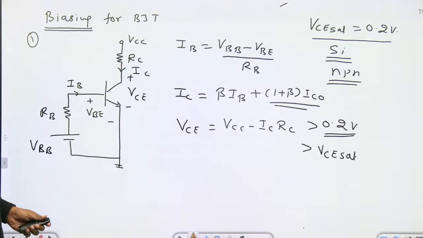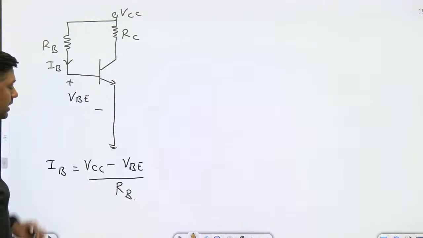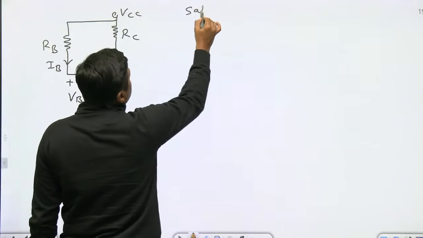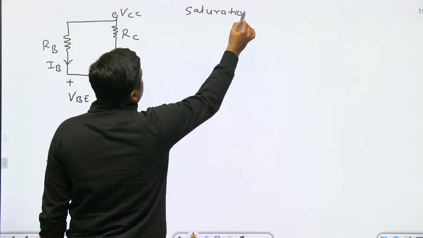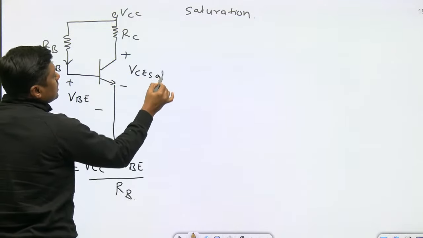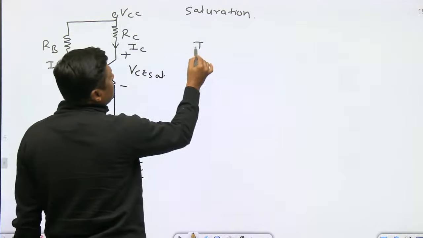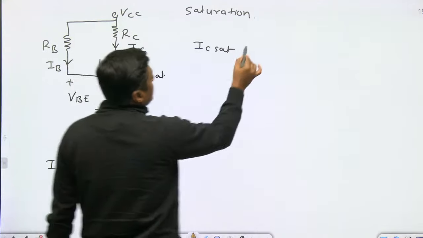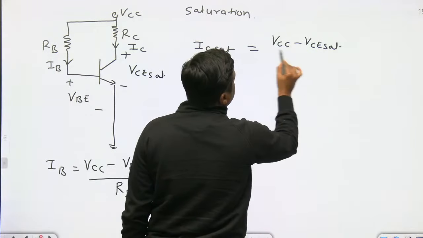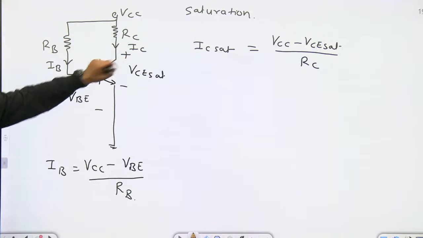Then second thing, it is again a fixed bias. Find the value of IB equal to VCC minus VBE by RB. Let the transistor be in saturation, then what is the approach? If the transistor is in saturation, then always remember, set the value at this point to VCE set. It is given in the question. Find the value of IC, and this is called IC set. What is IC set? VCC minus VCE set upon RC. Very simple. Get the value of IC set.